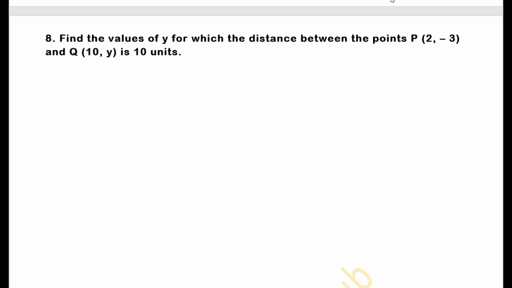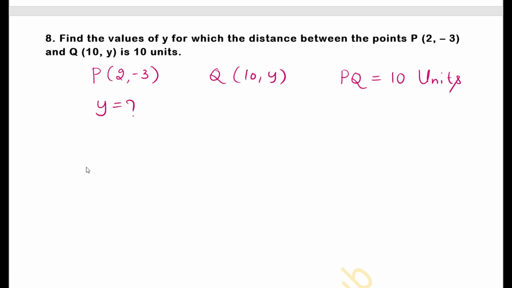Students, now moving to question number 8. We should find out the values of y for which the distance between the points P of 2 comma minus 3 and Q of 10 comma y is 10 units. The given points are P of 2 comma minus 3 and Q is 10 comma y, and the distance, that is PQ, is given as 10 units. Using this data we should find out the values of y. Now consider this as x1, y1, x2, y2. Find out the distance using the distance formula.